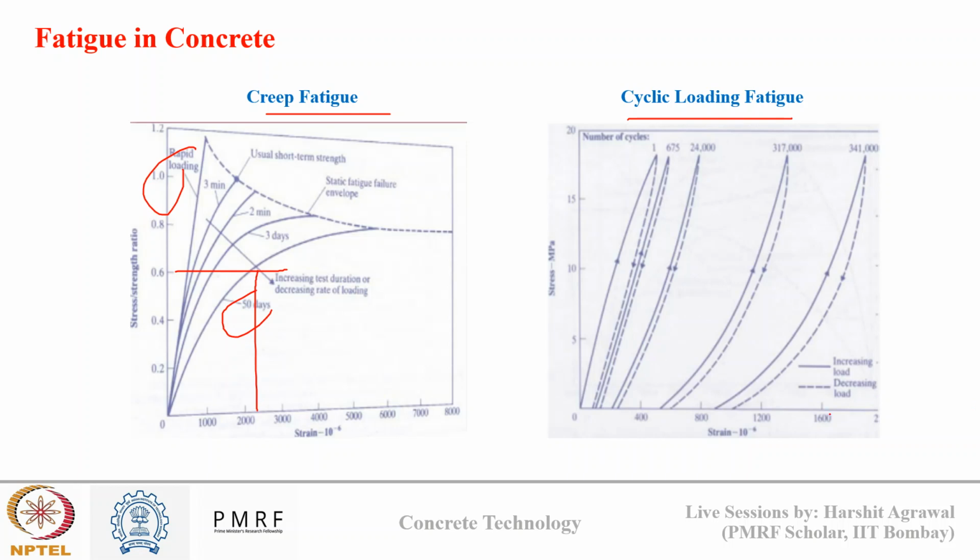In the second figure, we can see the cyclic loading fatigue. So with cycles varying from 1 up to 3.4 lakhs, you can see how the stress strain profile varies for concrete. So we can see with increasing cycles of loading, the deformation in concrete starts to increase at the same stress level, which is due to high fatigue cracking. So after 3.4 lakhs of loading cycles, you can see the concrete is deforming more with increasing stress as compared to the first cycle loading. So this was due to fatigue.